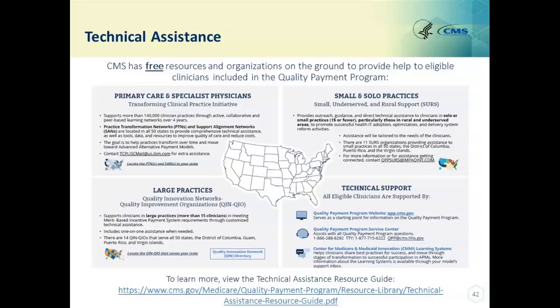So that's really for practices that are 16 or greater in terms of size, so 16 or more eligible clinicians. For our smaller practices, we do have customized support through the Small Underserved and Rural Support Initiative. That is really specific to 15 or fewer eligible clinicians. So very customized support available.